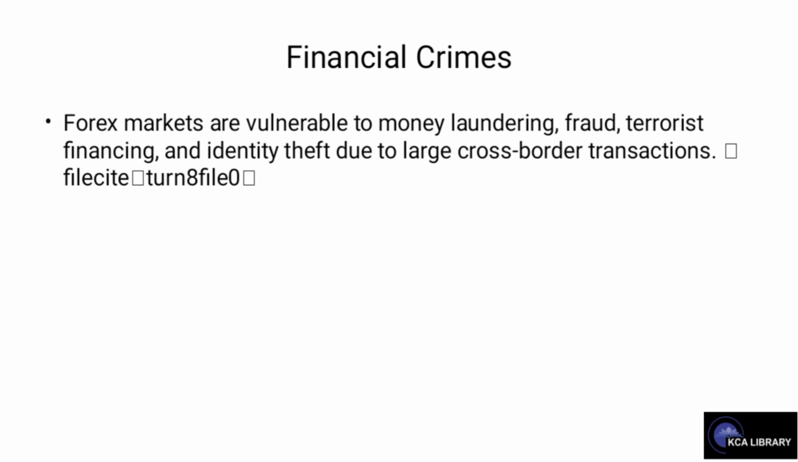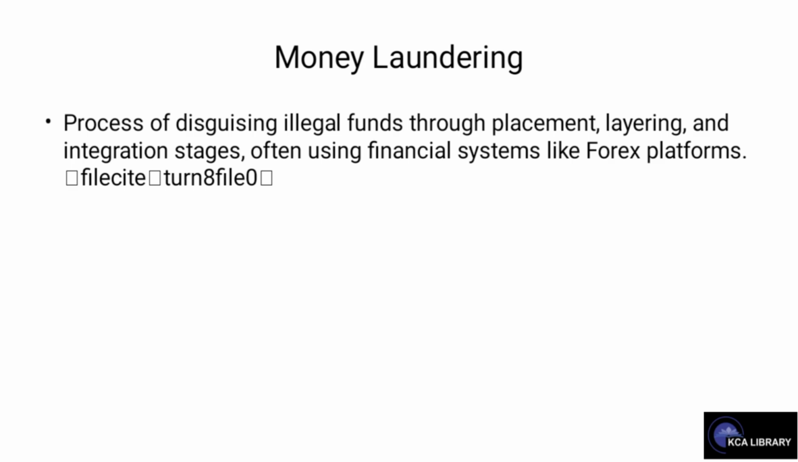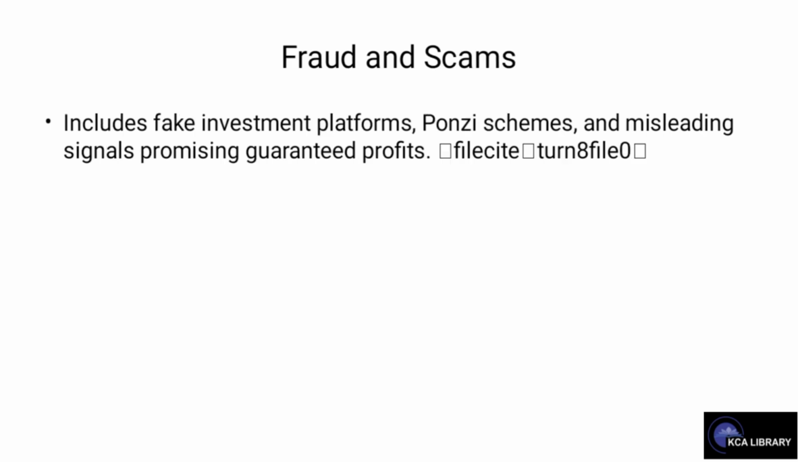Let's look at financial crime. What are financial crimes? Forex markets are vulnerable to money laundering, fraud, terrorist financing, and identity theft due to large cross-border transactions. What is money laundering? This is a crime. This is the process of disguising illegal funds through placement, layering, and integration stages, often using financial systems like forex platforms. Frauds and scams include fake investment platforms, Ponzi schemes, and misleading signals promising guaranteed profits.